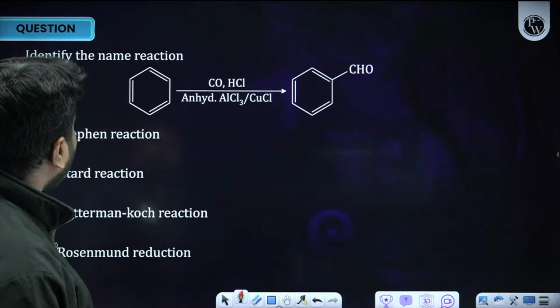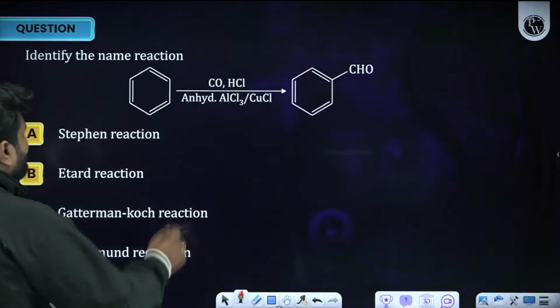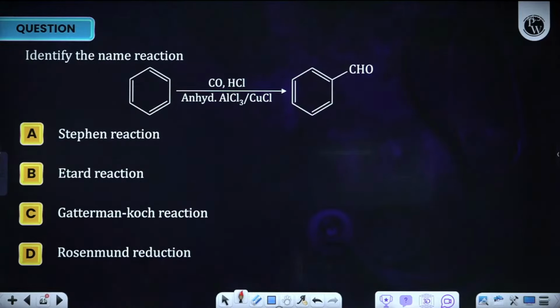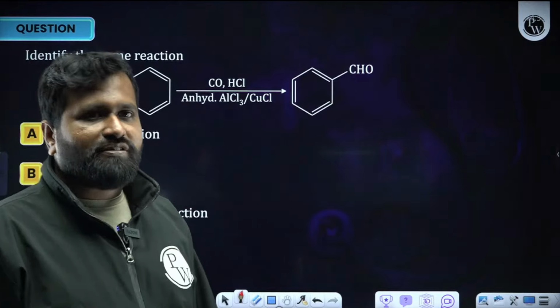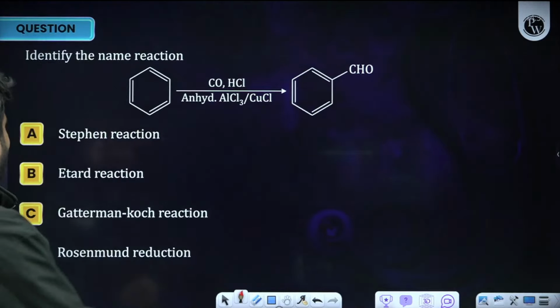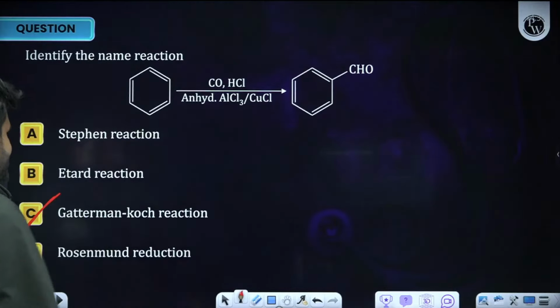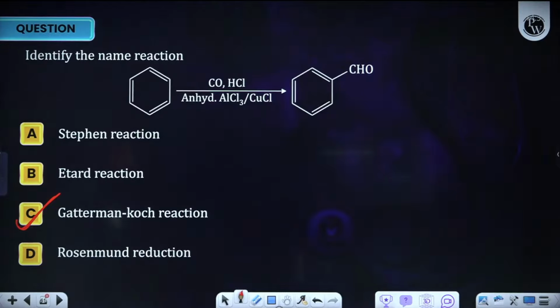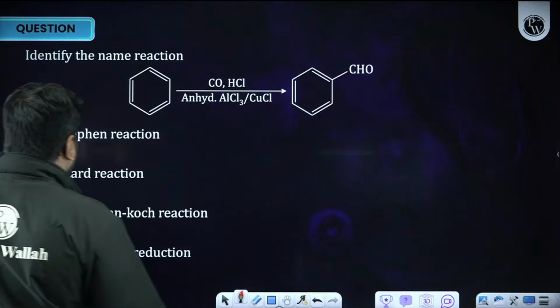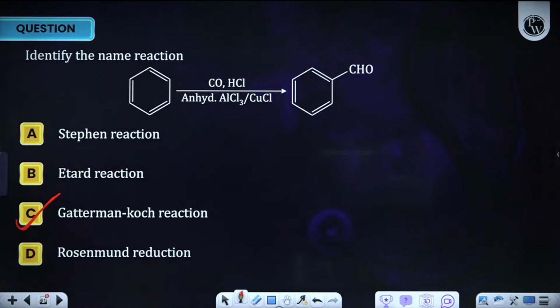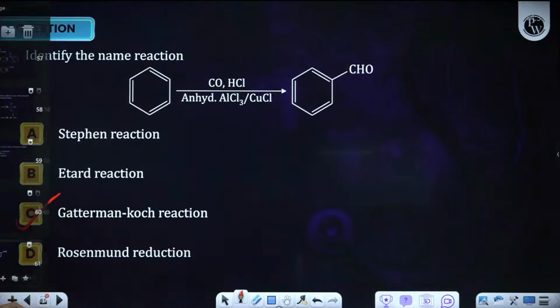Next. Identify the name reaction once again. From benzene to benzaldehyde in presence of CO, HCl, what is the name reaction? Gattermann-Koch reaction. Option C is the correct answer. This reaction is called the Gattermann-Koch reaction.